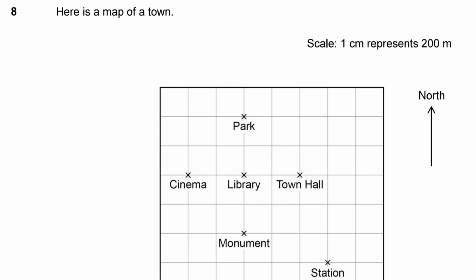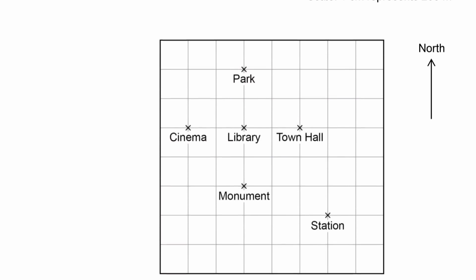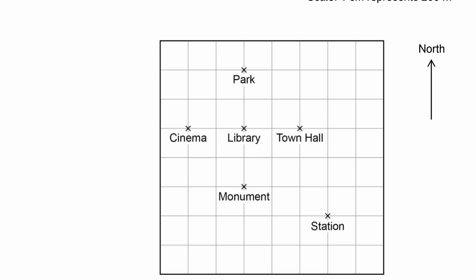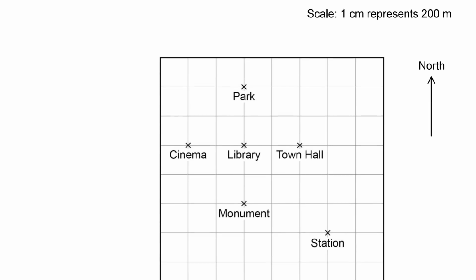Question 8. Here is a map of a town, and you can see on the diagram here we've got various things marked on it. We've also been given up here a scale. 1 centimeter represents 200 meters, so we can work out how far things are from each other. And we've also been given a direction up here, so this way is north. Okay, so I'm sure that's going to come in useful for the question.